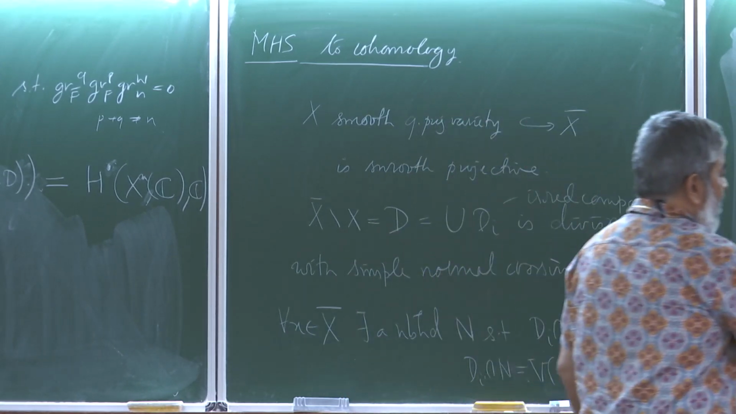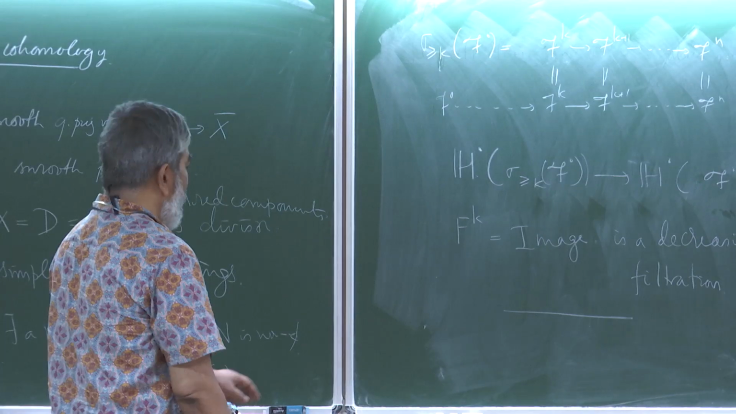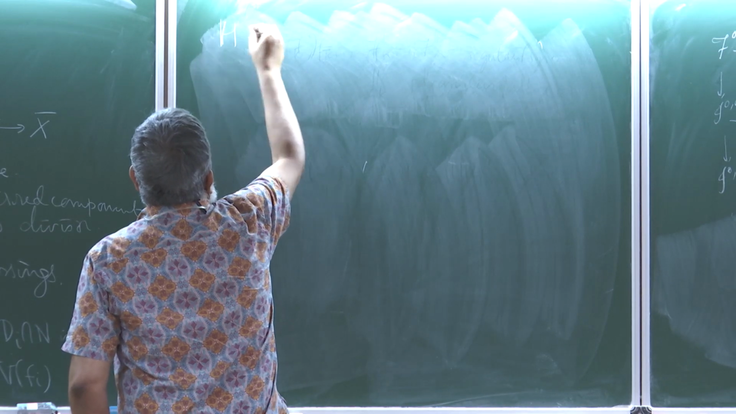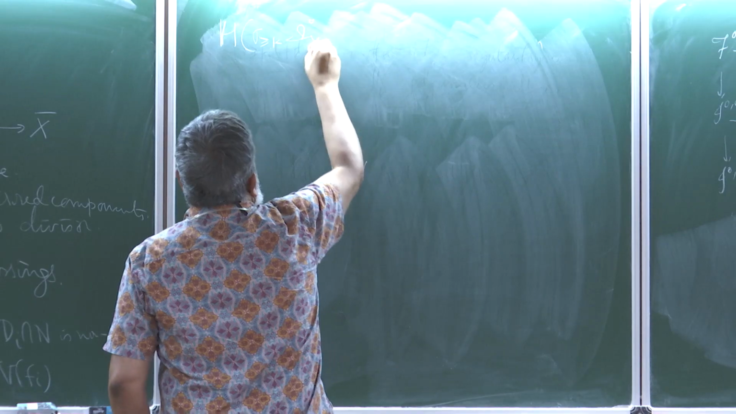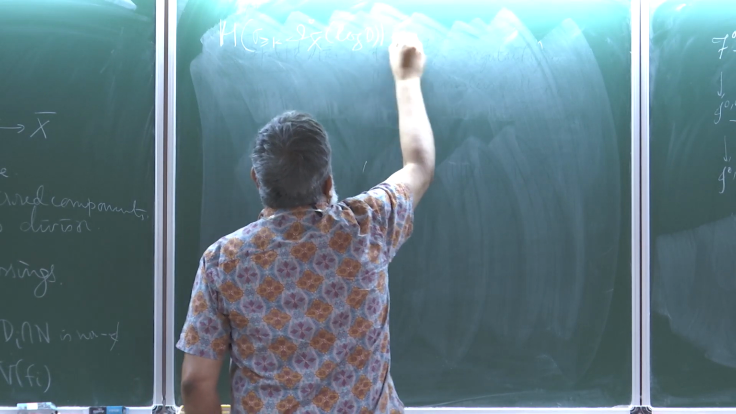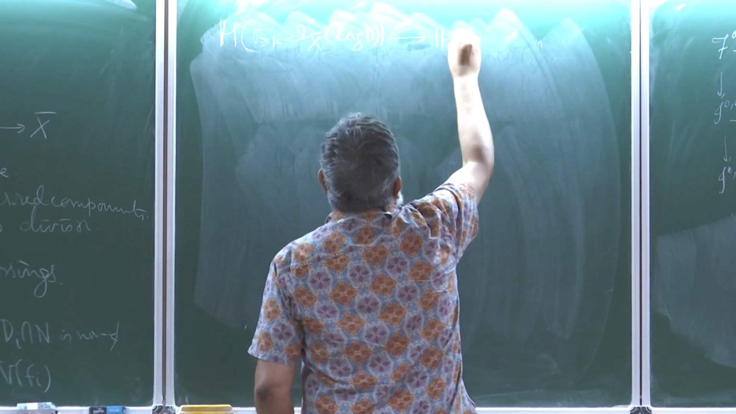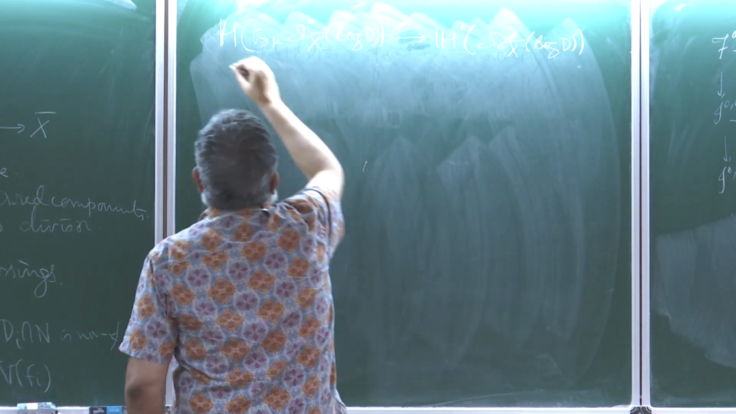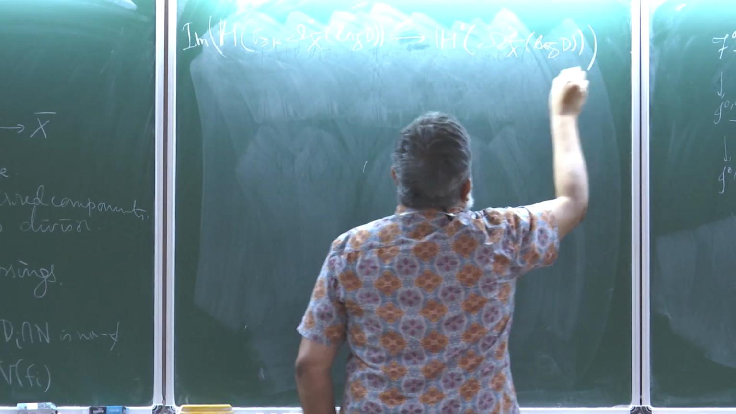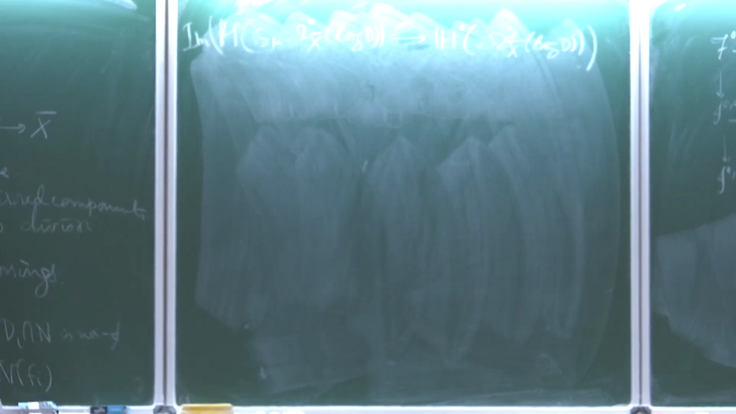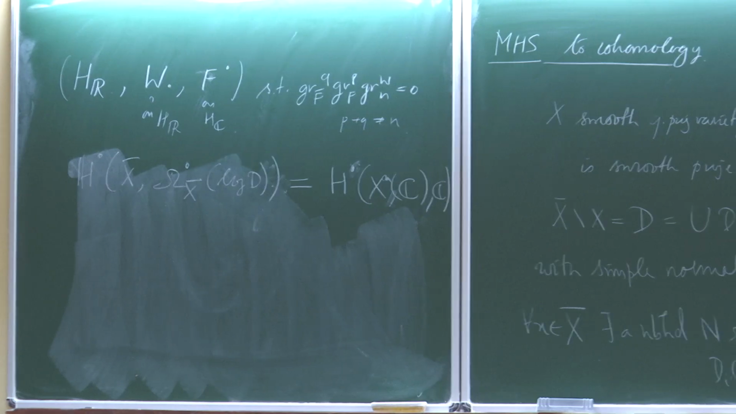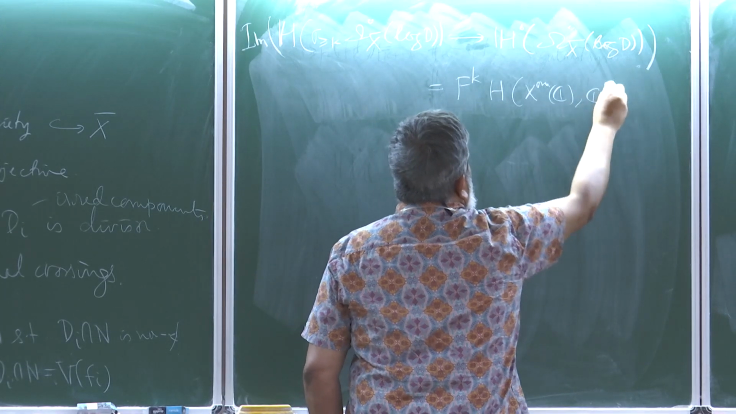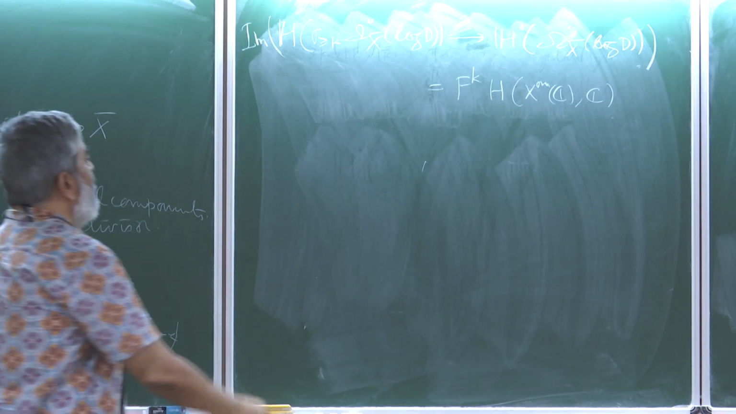Okay, so therefore we got one filtration. This is going to be our Hodge filtration. So in our case, the image of H dot of sigma greater than or equal to k of omega dot x bar log D, to H dot of omega dot x bar log D, which we have identified, as I wrote here, with the usual cohomology, is equal to F^k of H star of x, C. This will play the role of the Hodge filtration.